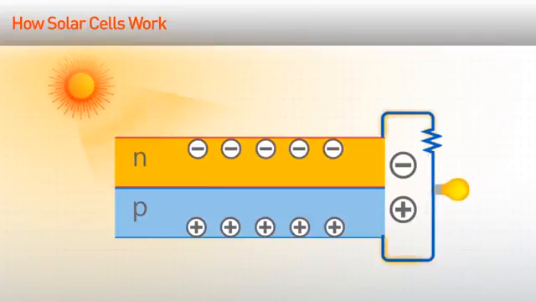Finally, the positive electrodes, the negative electrodes, and the loads in a series are connected by conducting wires to form circuits. As a result, electric currents are generated to supply external loads.